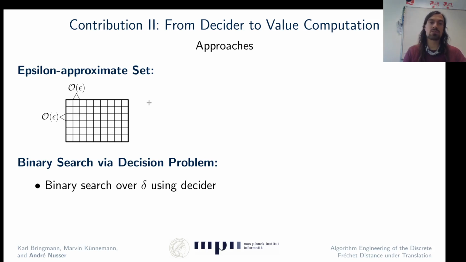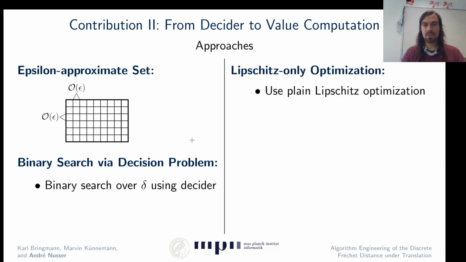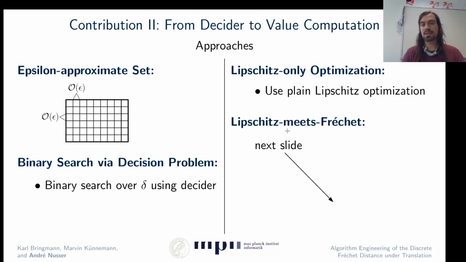But a very natural approach is now to use the decider, because we already have a decider, right? So we can use a decider and just do a binary search over delta using that. And actually we will see in the experiments that this is quite good, but we can do better. Another option is to use Lipschitz only optimization. So in the approaches at the beginning, I actually talked about the Lipschitz only optimization, and we can use that here. And we will also see experiments for that, but definitely we expect that the other approaches would be better, which is also the case.